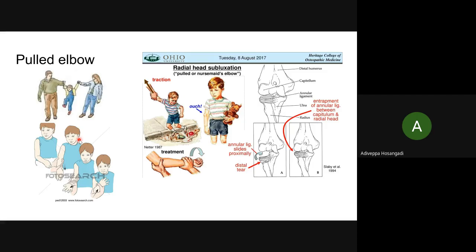So next we'll go to something called pulled elbow. Please remember, pulled elbow is also called nursemaid's elbow.